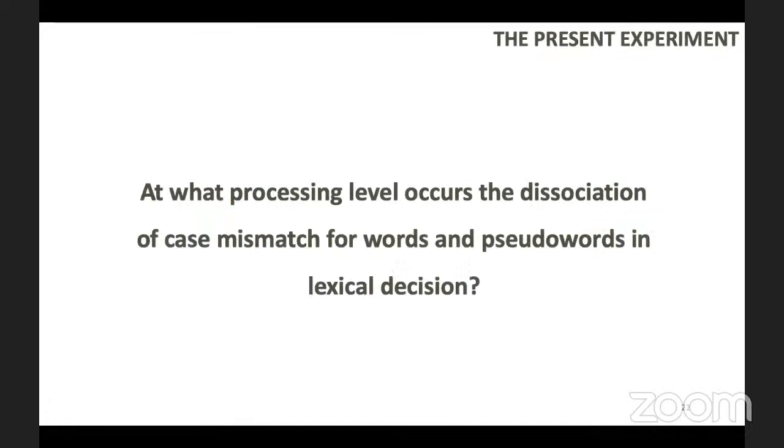Thus, we know that there is one point in processing in which there is a dissociation between words and pseudo-words, and it is affected by case mismatch. So in order to deeply examine this issue, in the present experiment, we examine at what processing level this dissociation in lexical decision occurs. That is, we examine whether this dissociation is fully dependent on the orthographic representation of uppercase and lowercase stimuli, or whether it can be modulated by a lower level perceptual factor, such as color.